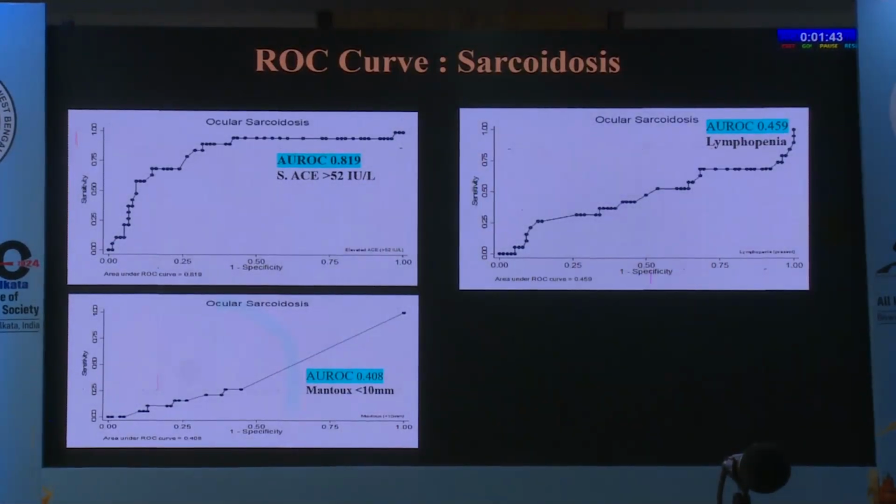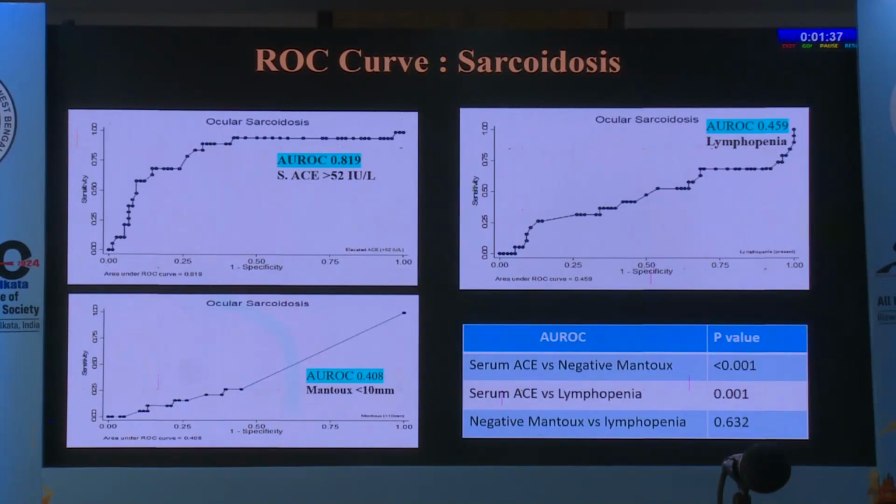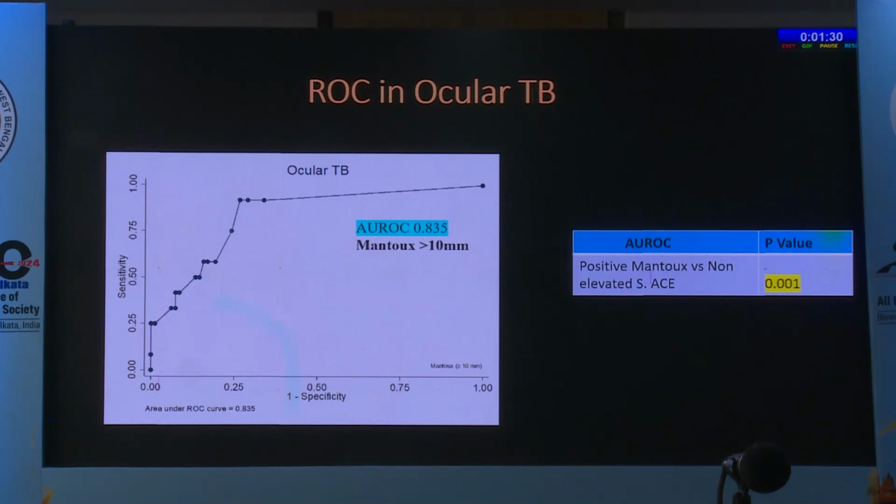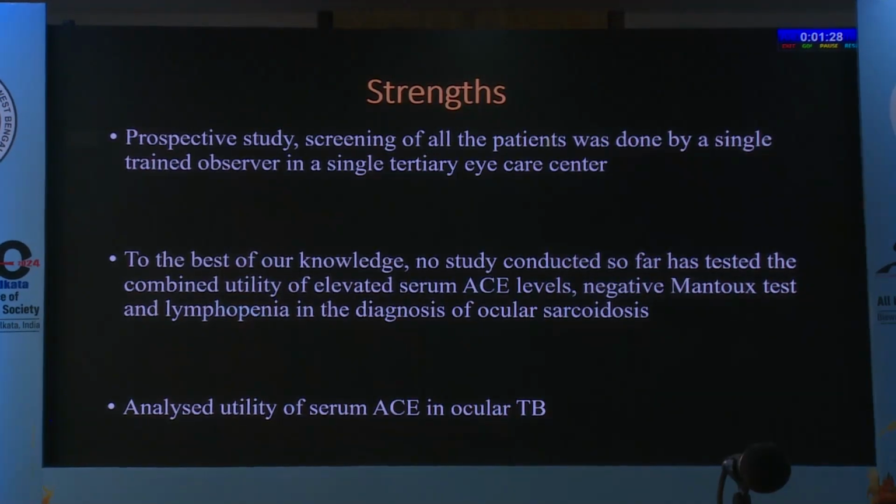The area under the ROC curve in sarcoidosis was maximum for elevated ACE. When compared to lymphopenia and negative MANTU, this was statistically significant. In ocular TB, the AUROC for positive MANTU was 0.83. This was also significant. To the best of our knowledge, no study conducted so far has tested the combined utility of elevated ACE, negative MANTU, and lymphopenia in ocular sarcoidosis diagnosis. Also, we analyzed the utility of serum ACE in ocular TB.